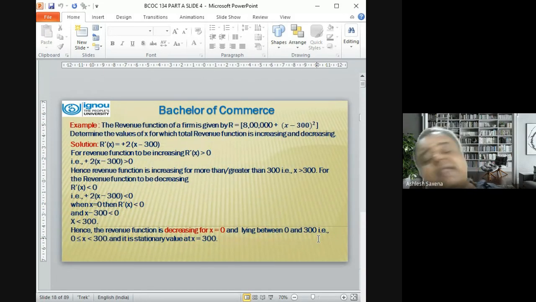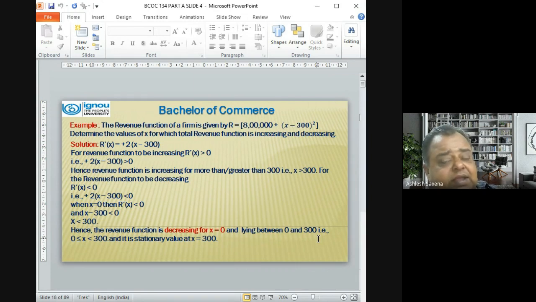Now we will take another problem which is related to business mathematics. A revenue function of the firm is given by R is equal to 8 lakhs plus (x minus 300) raised to the power 2. You have to determine the value of x for which the total revenue function is increasing and decreasing. If you are being asked to find the value of x when the total revenue function is increasing and decreasing, straight away what will you do? You will find the derivative of the revenue function.